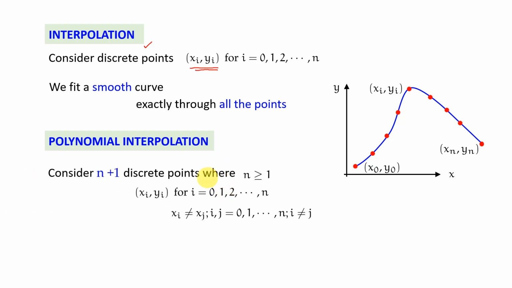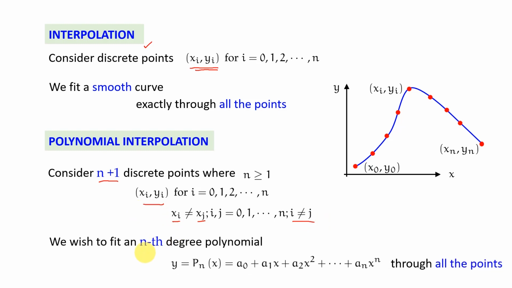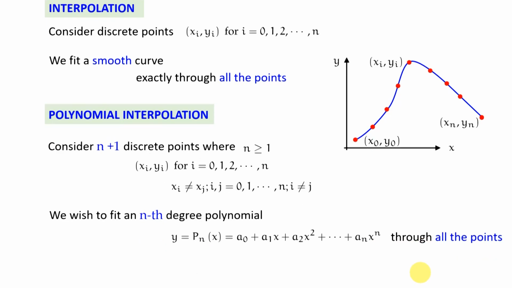So the problem of polynomial interpolation is that, given n plus 1 discrete points (xi, yi), such that each of these xi are distinct, which means xi is not equal to xj for i not equal to j, our goal is to fit an nth degree polynomial, that is Pn(x), which is given by a0 plus a1 x plus a2 x square all the way up to an x^n, through all the points.